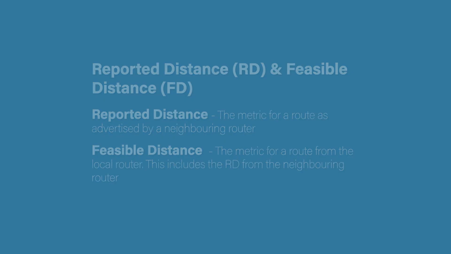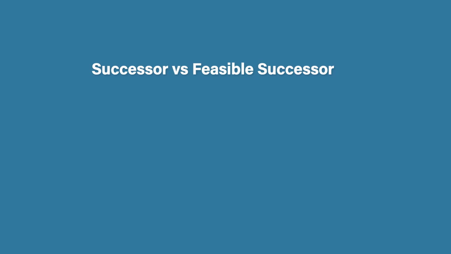Hopefully that makes sense. Finally, we need to look at how routers choose the best route to add to their routing table. And for this, we need to know what a successor route is and what a feasible successor route is. A successor route is simply a route with the best metric and it will be added to the routing table. EIGRP can have multiple equal cost successor routes and it will load balance the traffic. It also supports unequal load balancing with a little bit of configuration.